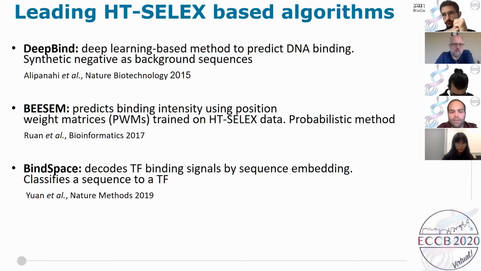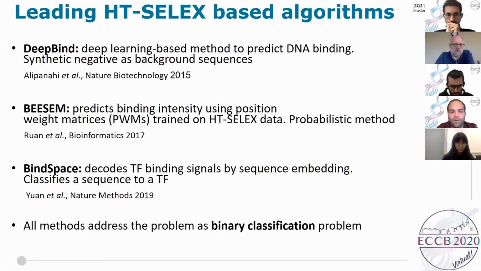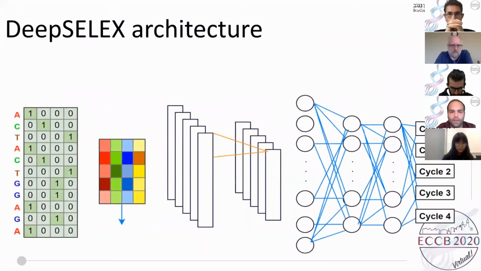The third method is BindSpace that decodes transcription factor protein binding by sequence embedding. Its main purpose is to classify a sequence to a specific transcription factor. All of those methods treat the problem as a binary classification problem, as the sequence has 2 states. It's either unbound or bound. On the other hand, DeepSELEX works quite differently, by multi-label classification.